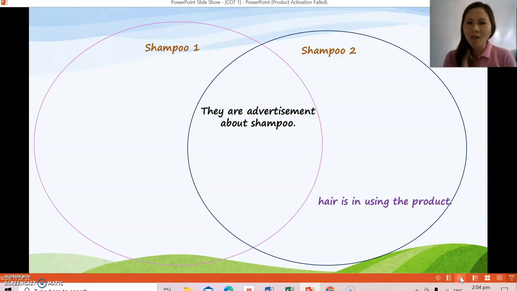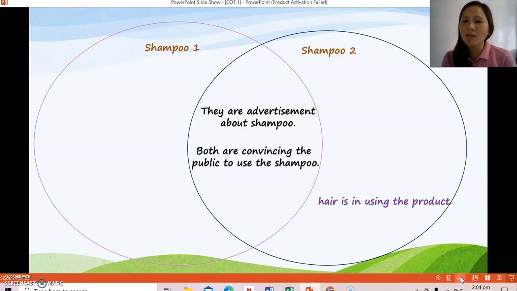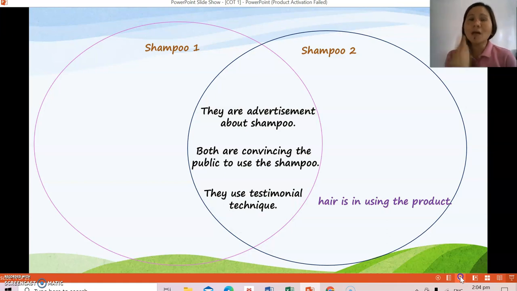similarities. So they are advertisements about shampoo. That is correct. Next one, both are convincing the public to use the shampoo. That's correct also. Next one, they use the testimonial technique because both used popular artists, or I mean actresses, to endorse the shampoo.